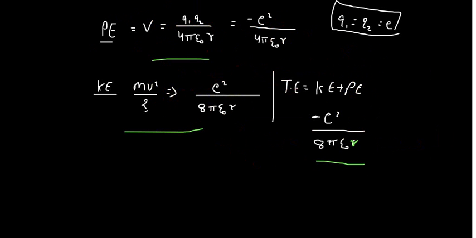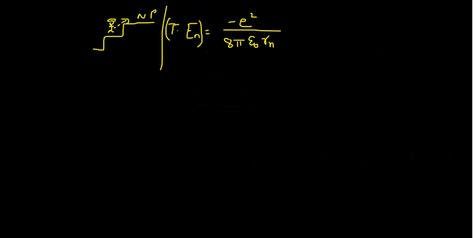Minus e square by 8 epsilon naught R. Oh, wonderful memory I have. So this is all the things that we have. Now, what can we write in its place so that we can find the energy in terms of Niels Bohr's work? So we need to figure out something.